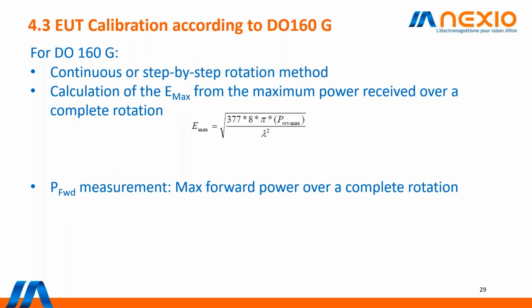For the DO160G, we do a continuous or step-by-step rotation method, the calculation of the Emax from the maximum power received over complete rotation, and the forward power measurement, it's max forward power over complete rotation. Then these two values will be used to calculate the required power.